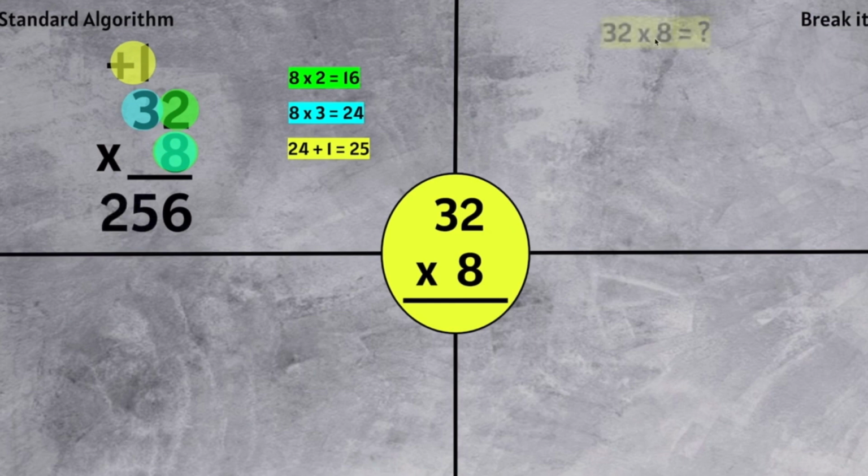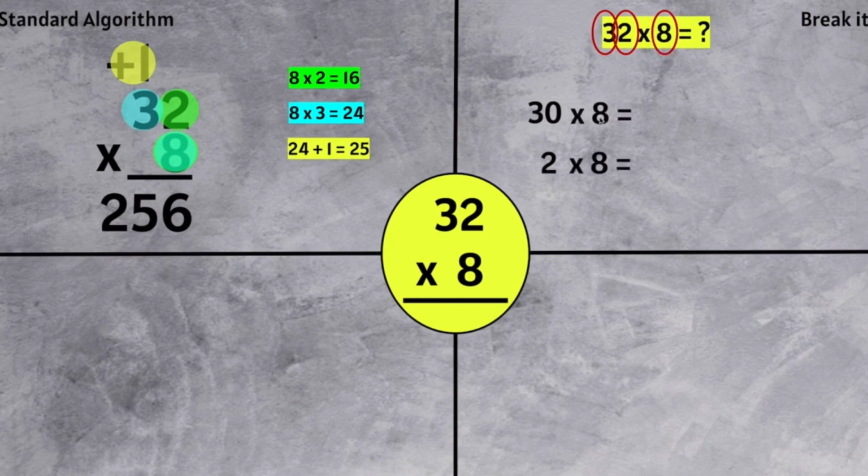Now let's break it up. We have 32 times 8. We can break up the 32 into tens and ones. We know 32 is 30, 3 tens, and 2 ones. Now we can distribute the 8 with the 30 and with the 2. So we can do 30 times 8, and we can do 2 times 8.